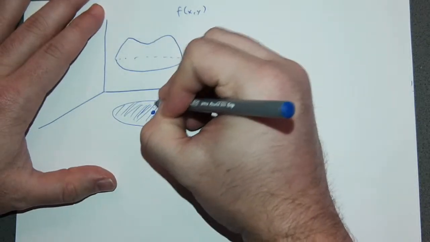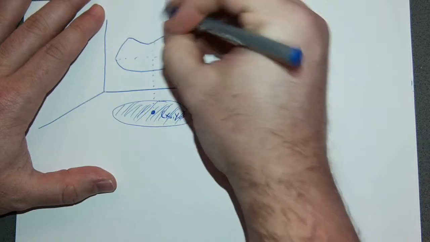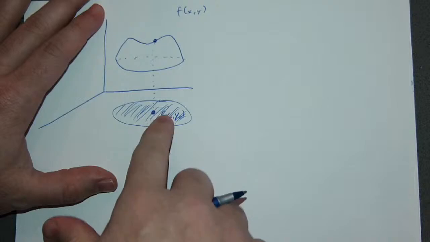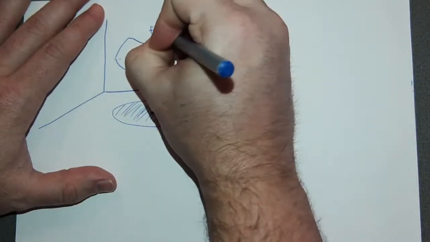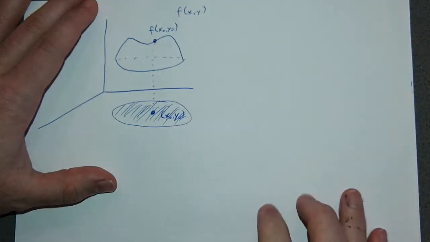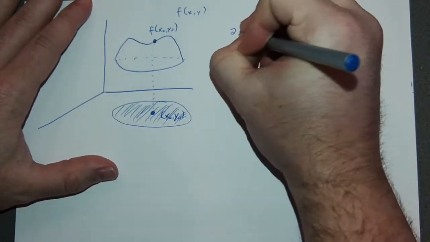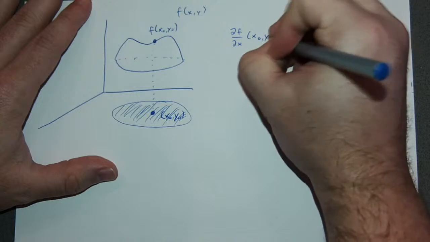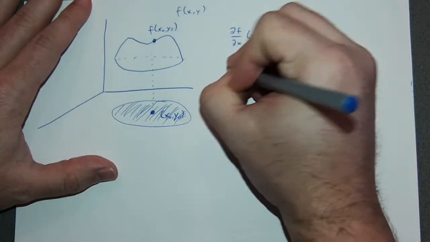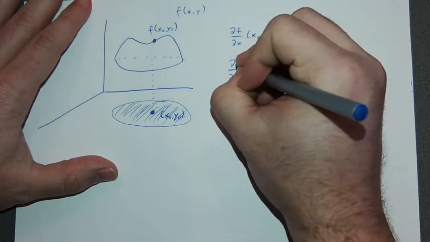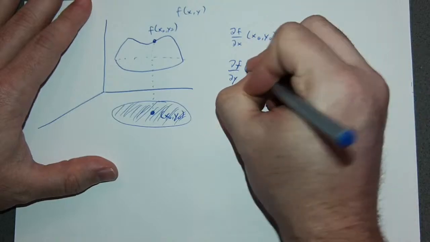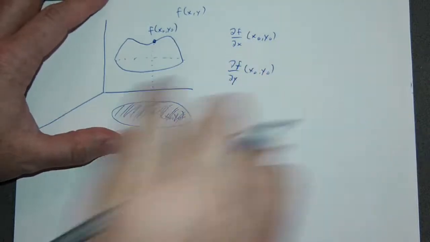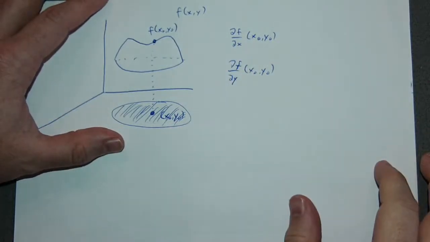And so the question is, what is it that's being computed at this functional value f of x naught, y naught? What is it that's being computed when I compute the x partial at x naught, y naught, or the y partial? Sorry, this is f. So what is being computed when I compute these quantities?